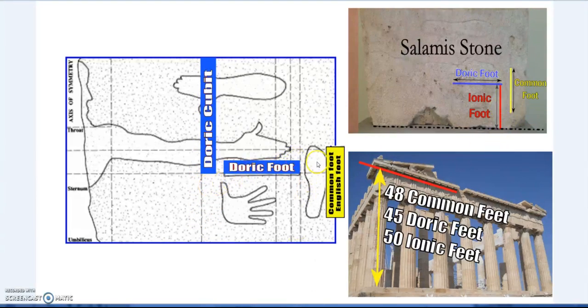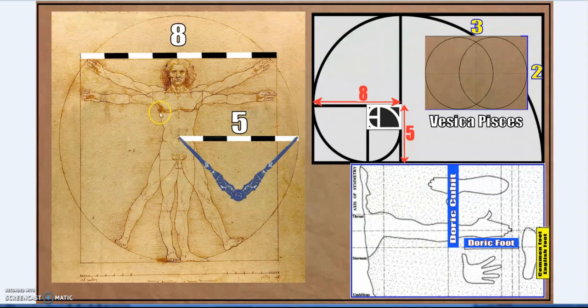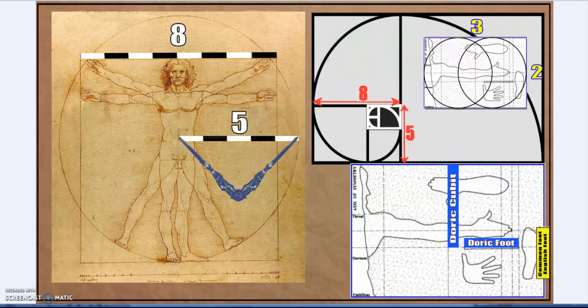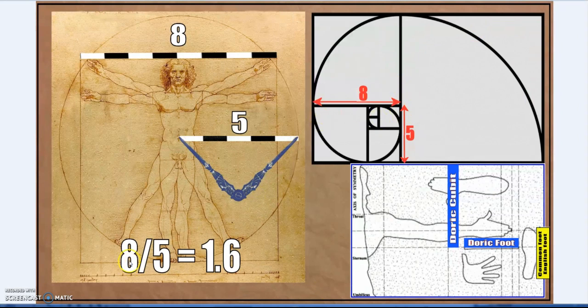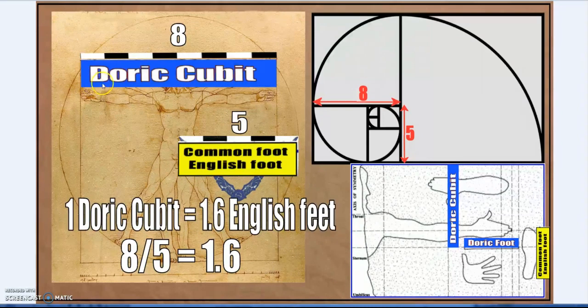But also we have the common Greek, or the English foot, embedded in the Salamis stone as well. And how does that link up? Well, we have, again, back to the 8 to 5 Fibonacci ratio. So the Doric foot and the English foot. Of course, the 3 to 2 ratio of the Vesica. The 8 to 5 as well. Well, 8 divided by 5 is 1.6. And 1 Doric cubit is 1.6 English feet. So if that is 1 English foot, then that is the length of a Doric cubit, 8 to 5 again.